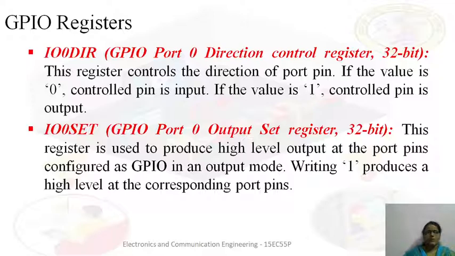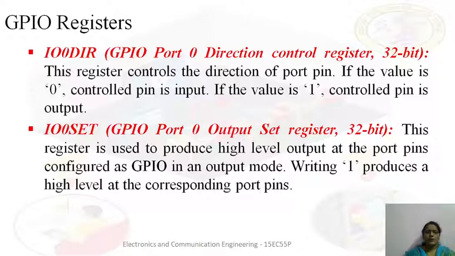First one is IO0DIR, that is the GPIO port 0 direction control register, which is 32 bit in size. This register controls the direction of the port pin. That means a GPIO pin can act either as an input pin or an output pin. If the value is 0, then the pin is acting as an input pin. If the value for this pin is 1, that means the pin is acting as an output pin.